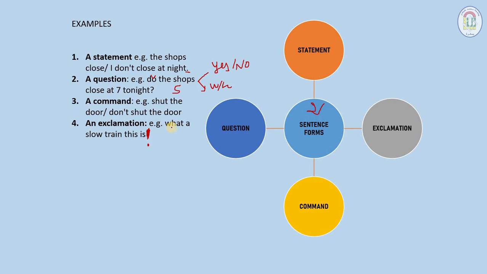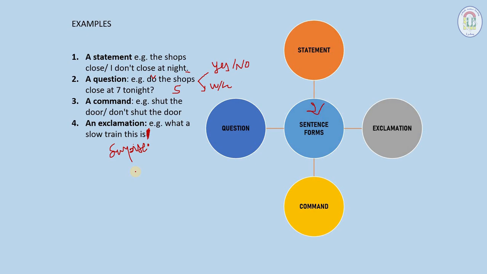So what slow train this is? Here we don't have inversion of the subject and verb. What a slow train this is. So here it's an exclamation. I'm expressing surprise. I'm expressing, for example, things that are unclear for me. So surprise, it can be anything else.